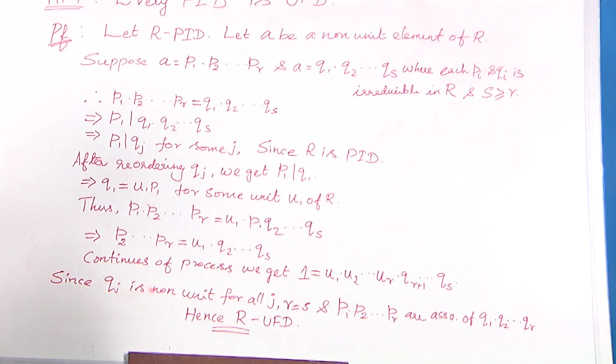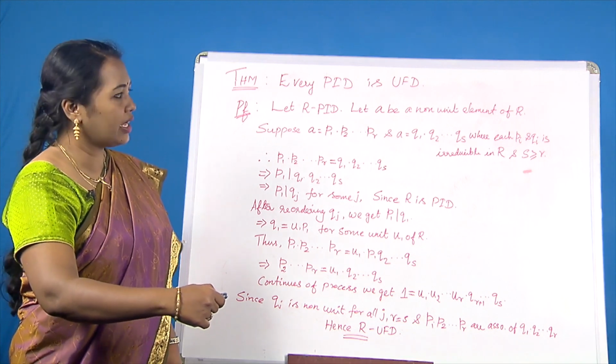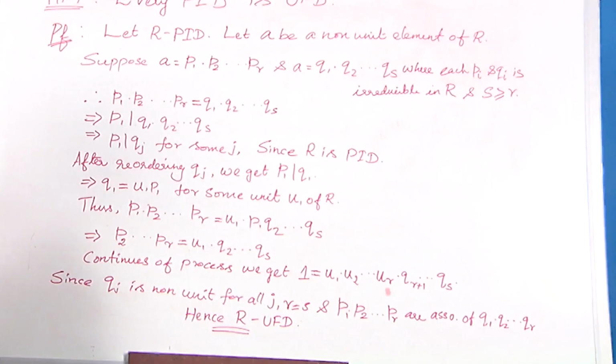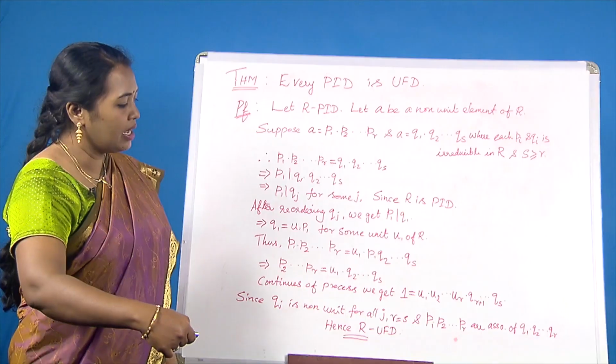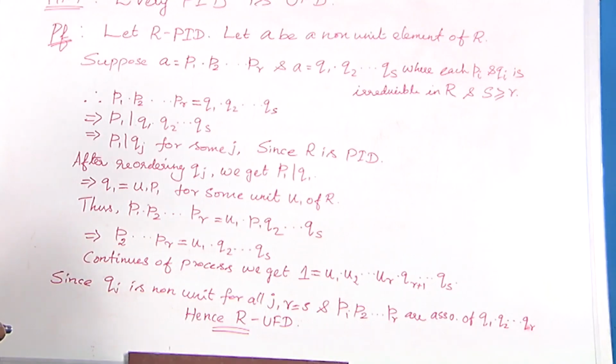Since Qj is a non-unit for all j, R is equal to S. Now this is not possible because Qj is a non-unit, and therefore R should only be S, R cannot be less than S. That is the only conclusion that we can make here, and therefore P1, P2 so on up to PR are also going to be written as Q1, Q2 so on up to QR. The suffixes are going to be the same, it cannot be greater or lesser, therefore it is R here and R here as well.